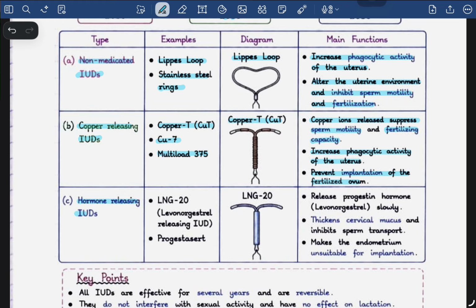Third is hormone releasing IUDs. Examples are LNG20. LNG20 is one of the most classical examples because it releases a progesterone hormone slowly, which thickens the cervical mucus and inhibits the sperm transport. It makes the endometrium unsuitable for implantation. So their main goal is either to increase the phagocytic activity, or inhibit the sperm motility and decrease the fertilizing capacity, or to prevent the endometrium from any kind of implantation.